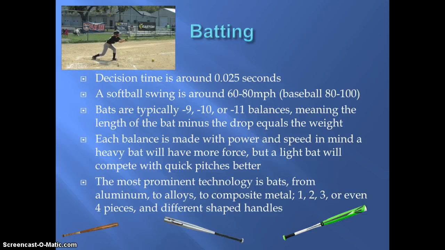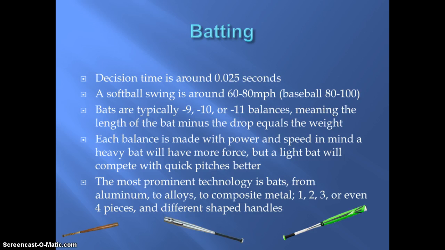Batting. The decision time to identify the type of the pitch and the location is around 0.025 seconds. A softball swing is around 60 to 80 miles per hour, while a baseball swing is 80 to 100 miles per hour. Bats typically have a drop 9, drop 10, or drop 11 balance, which means the length of the bat minus the drop equals the weight. Each balance is made with power and speed in mind.